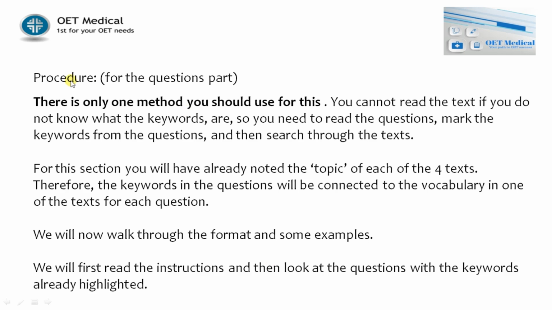So the procedure for these questions, really, there is only one method you can use, because you have to locate keywords, and the way that you locate keywords has to be by reading the questions. You read the questions, you pick out the keywords, then you read the text and look for those keywords or the same meaning, whether it's paraphrased or synonyms, etc. You know what you're looking for. So you cannot read the text if you do not know what the keywords are. You need to read the questions, mark the keywords from the questions, and then search through the texts. That is my advice to approach it.